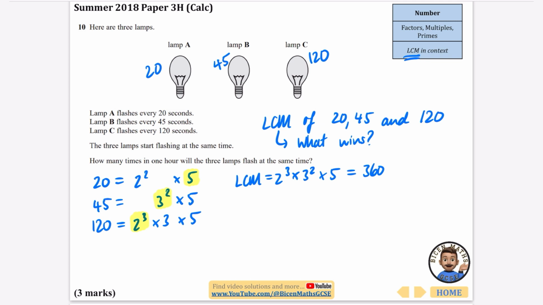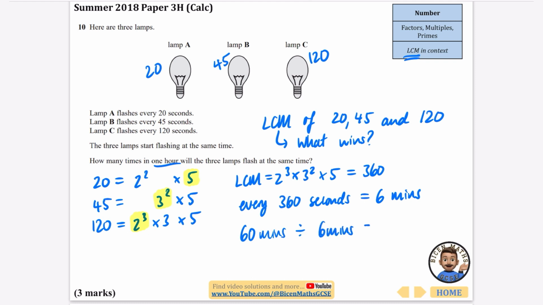So this means that they will flash at the same time every 360 seconds. Now 360 seconds, we can divide that by 60 to get how many minutes that would be, and so this is every 6 minutes. We just need to find out if it's going to be in 1 hour. We need to do 1 hour, which is 60 minutes. We're going to divide that by 6 minutes to find out how many times it flashes. So it is going to be 10 times.